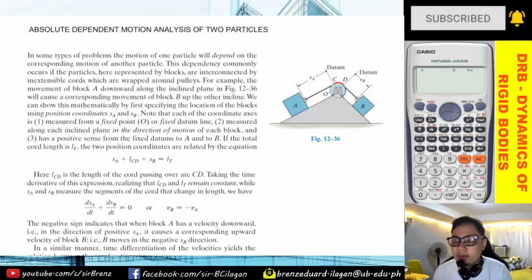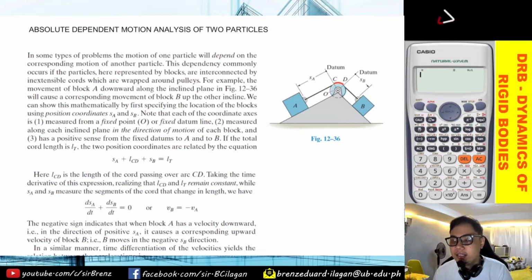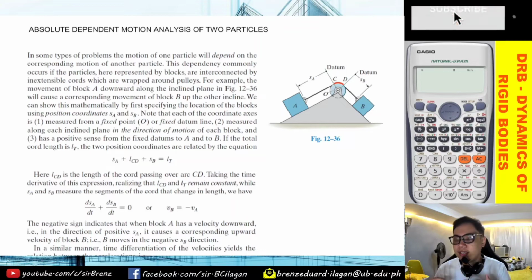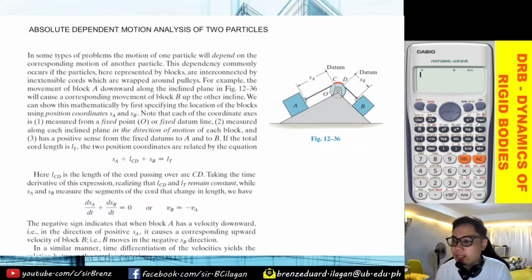Guys, so this time we will discuss the absolute dependent motion analysis of two particles, or in short, yung motion ng isang body is directly affected by the motion of the other particle na connected sa kanya. Okay, so basahin muna natin.